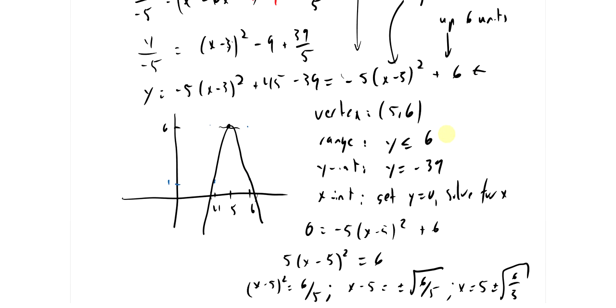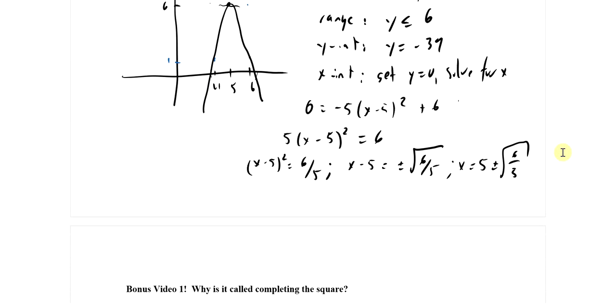The y-intercept, set x equal to 0 and solve for y. The x-intercept, set y equals 0, solve for x. If you have vertex form, that's much easier to do because you can just use the square root formula to find the x-intercept.